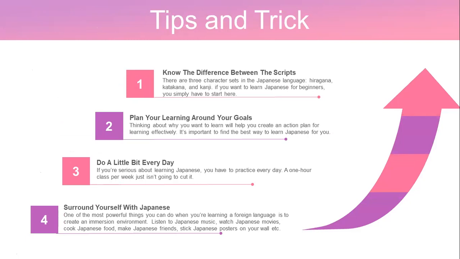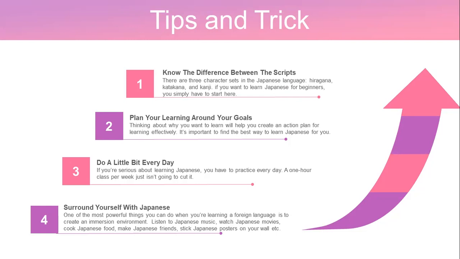And next are tips and tricks. To learn the Japanese language, the first thing you should understand is the difference between the scripts. There are three character sets in the Japanese language: hiragana, katakana, and kanji. If you want to learn Japanese as a beginner, you simply have to start here. And the second is plan your learning around your goals. Thinking about why you want to learn will help you create an action plan for learning effectively. And it's important to find the best way to learn Japanese for you.